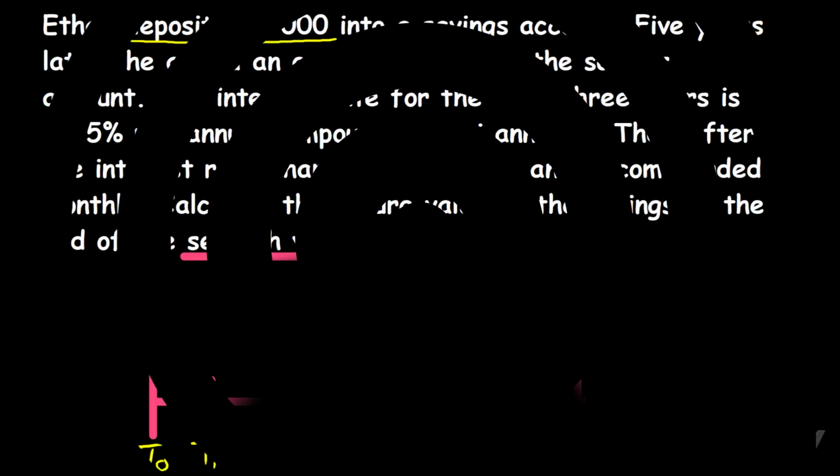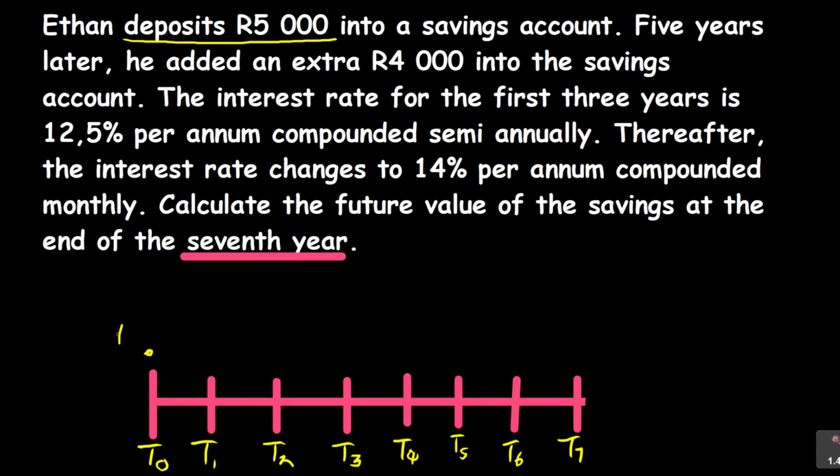And then at this point you are adding money, and the money that you are adding here is 5,000. That's what they told us. He deposited 5,000 into this account, and they're saying 5 years later he added an extra 4,000 into the savings account. So here there's another amount that was added, which is 4,000.